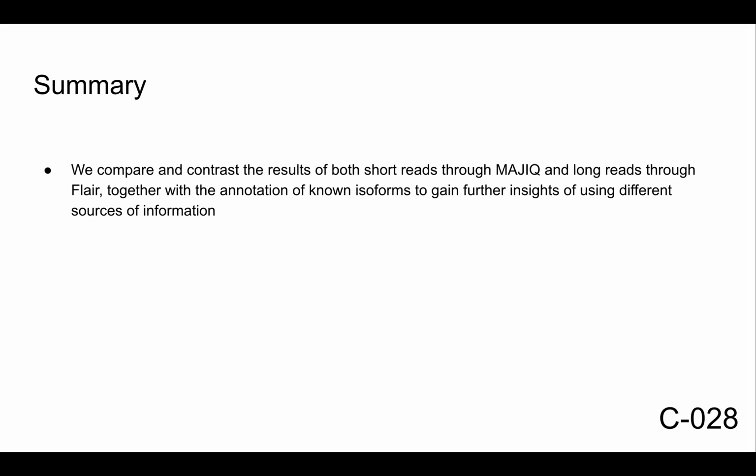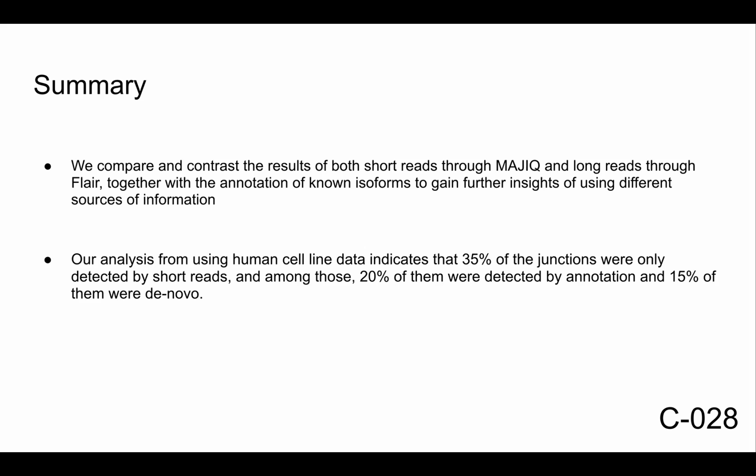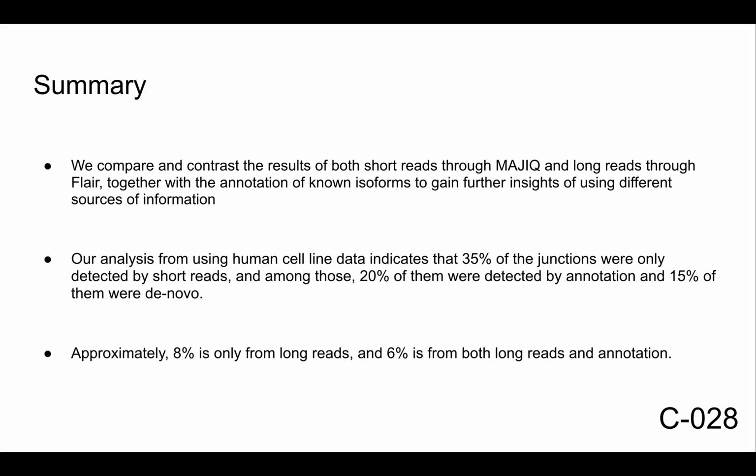We compare and contrast the results of both short read through MAGIC and long read through FLAIR, together with the annotation of known isoform, to gain further insights of using different sources of information. Our analysis from human cell line data indicates that 35% of the junctions were only detected by short read, and among those, 20% of them were detected by annotation and 50% of them were de novo, while approximately 8% is only from long reads and 6% is from both long reads and annotation. These results point to the potential in combining different sources of information.